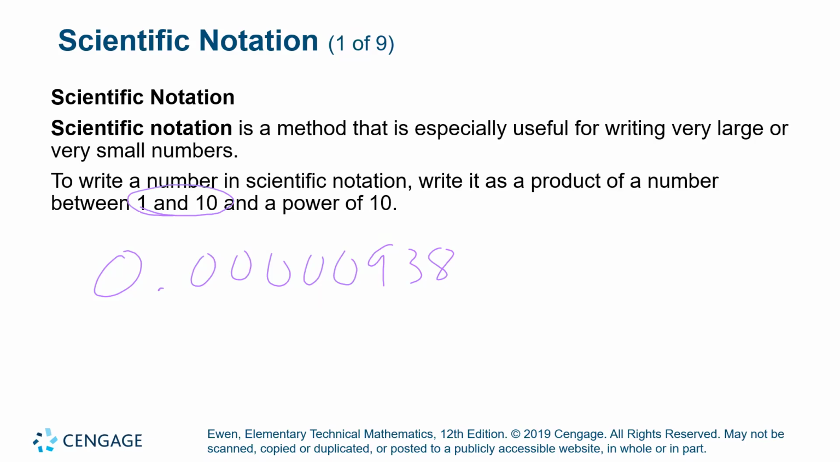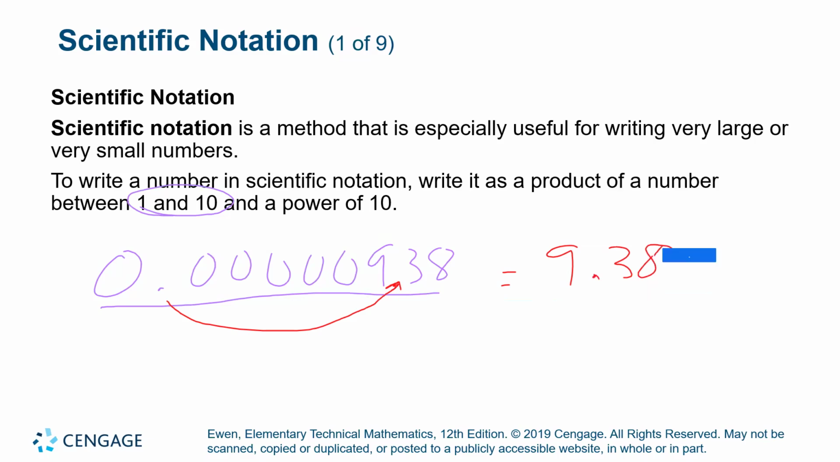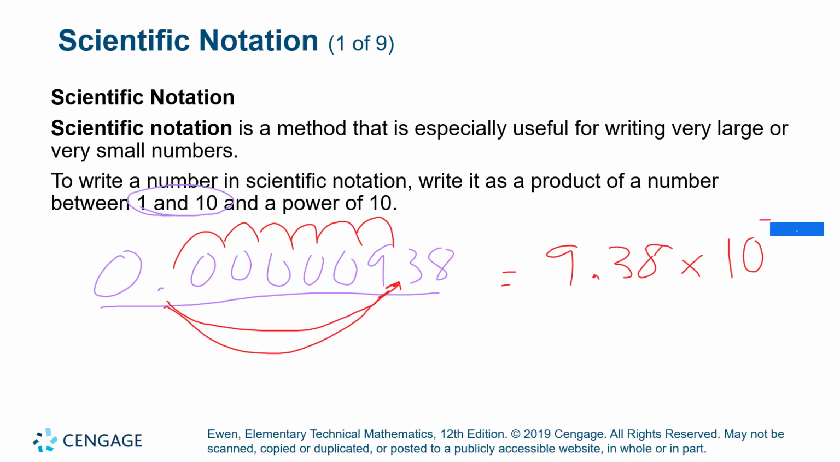So if I want to change this small number to anything between 1 and 10, then I have to get the point to this part right here. See what I'm doing? So you're getting 9.38. But you don't want to do 9.38. 9.38 is not equal to 0.000938. No. So what you're going to do is multiply this by the power of 10. So we're going to exponents. Now, moving the point from this point to that, let's see. You're doing 1, 2, 3, 4, 5, 6. You move the point 6 times. So we're going to do 10 to the power negative 6.